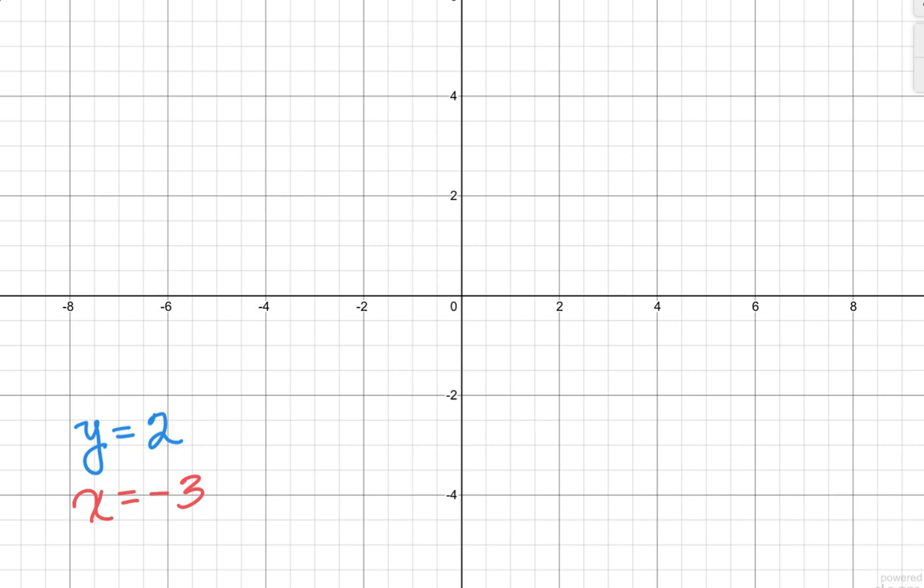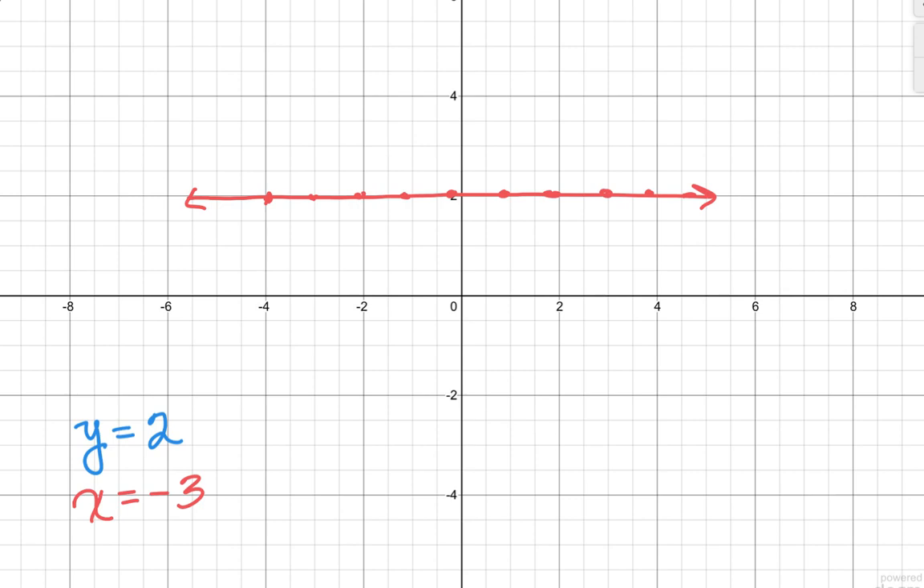A reminder, if I have equations like y equals something or x equals something where one of the variables is missing, that's our special cases. Our y equals is a horizontal line that looks like this. Y equals 2 would be a horizontal line. Our rule there is that every point on that line has the component of y being equal to 2. That's how I remember that it's a horizontal line.